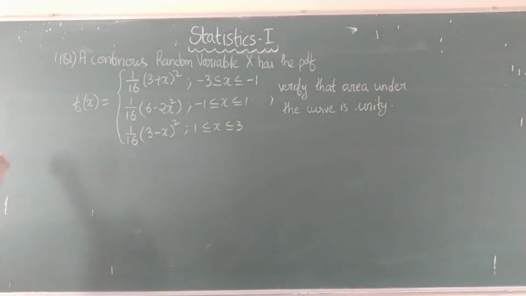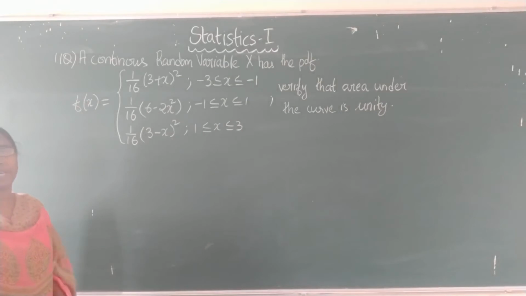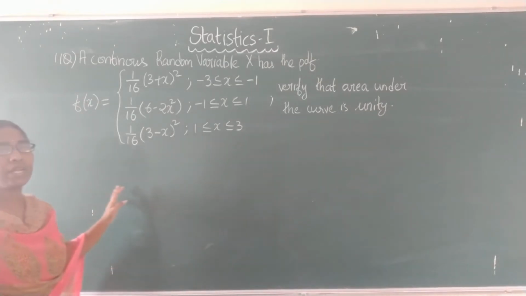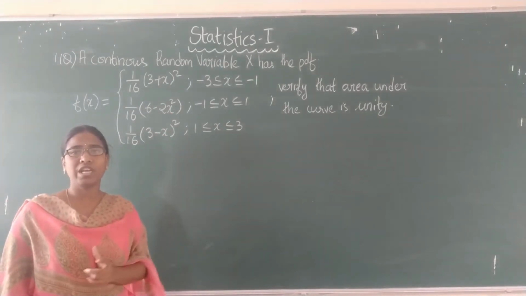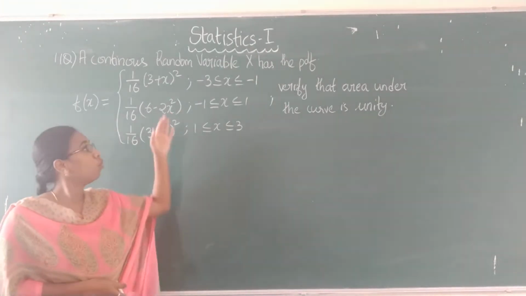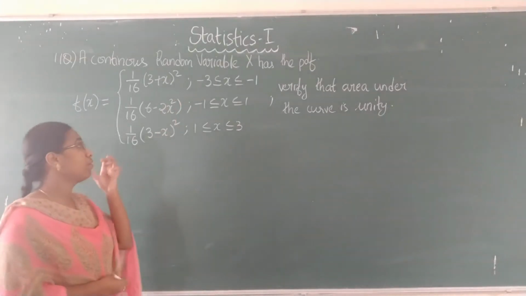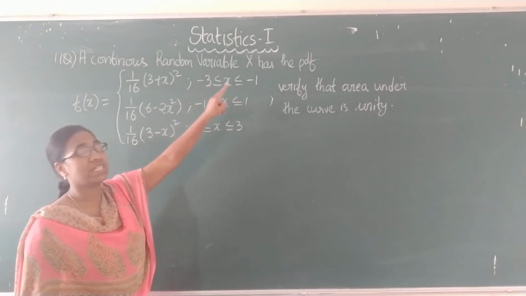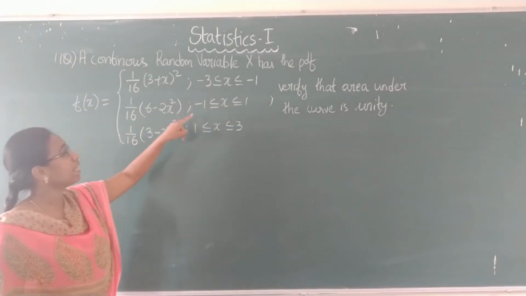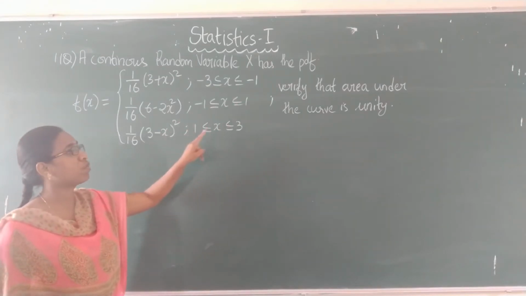So here the question is given, a continuous random variable x has the following PDF. Generally whenever the PDF is given, there will be only one function and only one limit. But here overall the PDF is divided into three parts. If you observe, the first function is between the limits -3 to -1, second is from -1 to +1, and the third one is from +1 to +3.